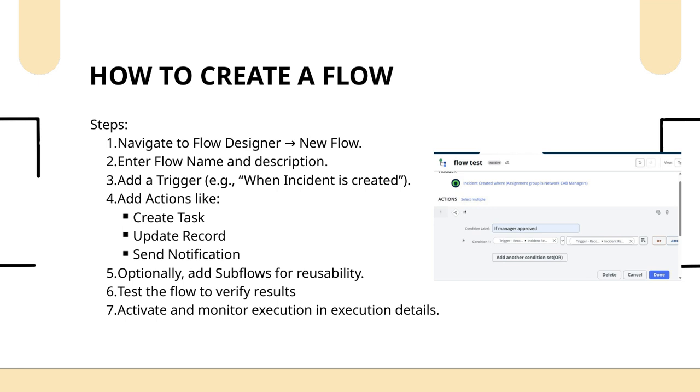Testing ensures everything works as expected and helps you catch any issues before going live. After successful testing, you can activate the flow. Once active, you'll want to monitor its execution through the execution details so you can see how it performs in real time and make adjustments if necessary. Remember, creating a flow is all about automating repetitive tasks, reducing manual effort, and ensuring consistency across processes.